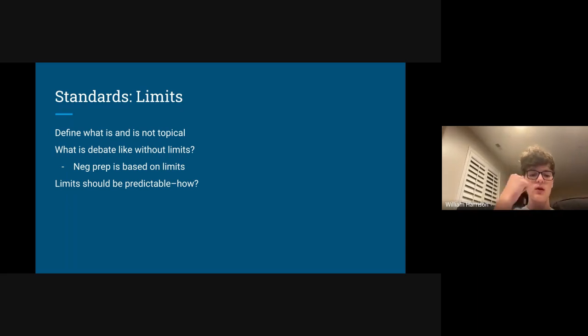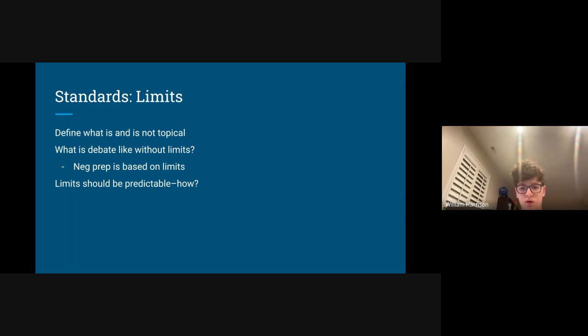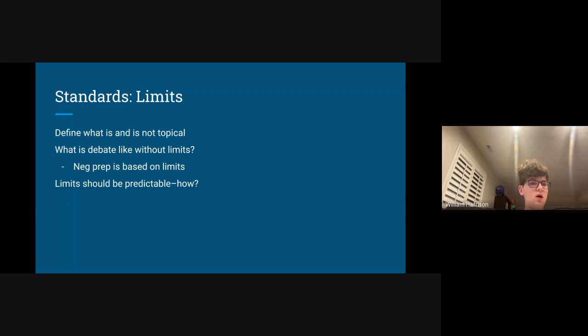So, what might make a limit predictable? It's topicality. How close it is to the original resolution. Yeah, so obviously with the example that I just gave, your limits should have something to do with the topic, but more specifically, when we get into debates about particular meanings of words in the resolution, what makes our interpretation predictable, and thus the limits that it creates predictable?